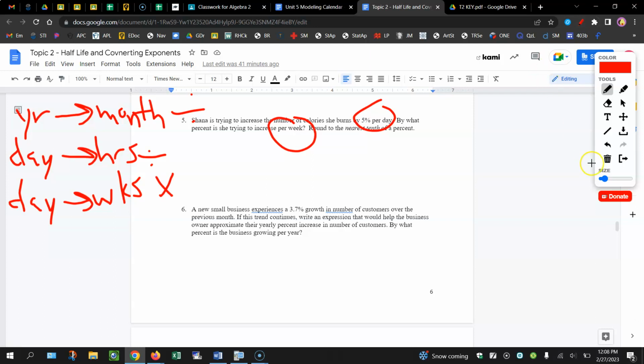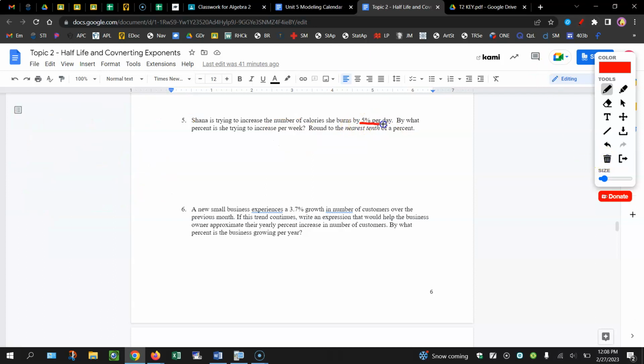So let me clear this out for a minute. Okay, so we have 5% per day, and we're trying to increase per week. So if we start by this, she's increasing the percent of calories by 5% a day. We don't have a starting amount. We don't have an equation. So it's just going to be 1 plus 0.05 to get the base 1.05. So here the base is 1.05 to the D for days.